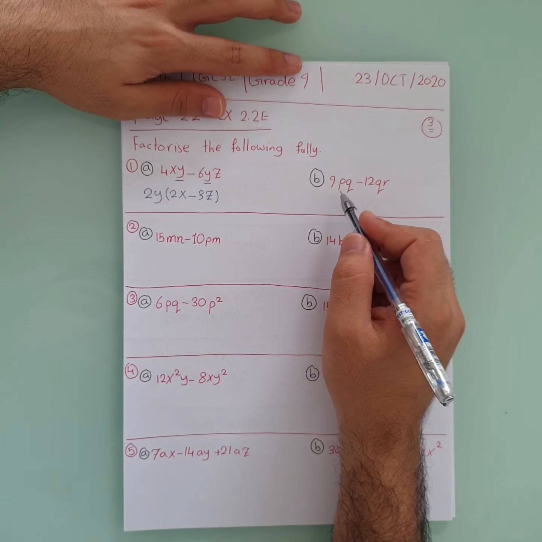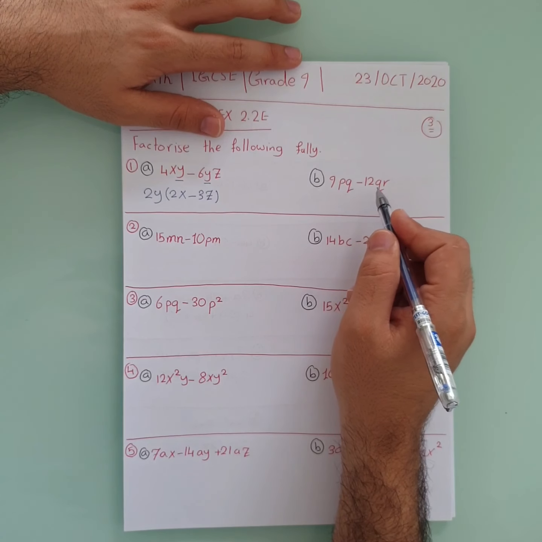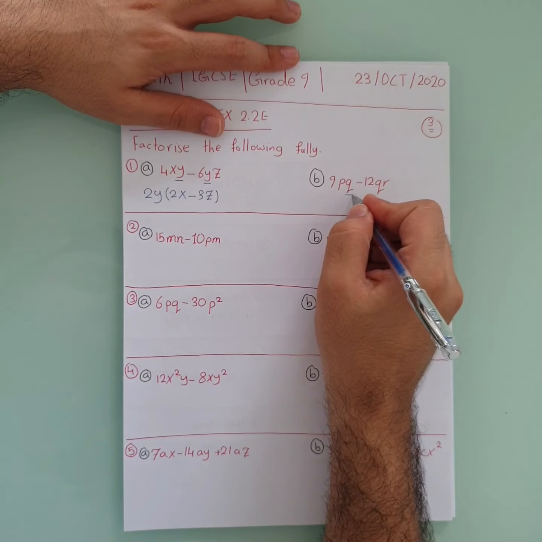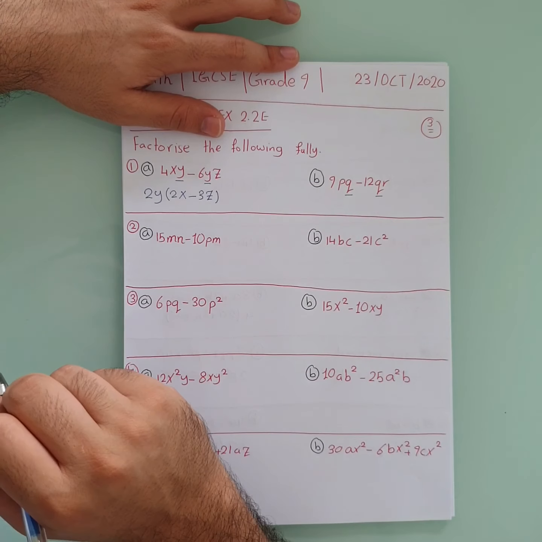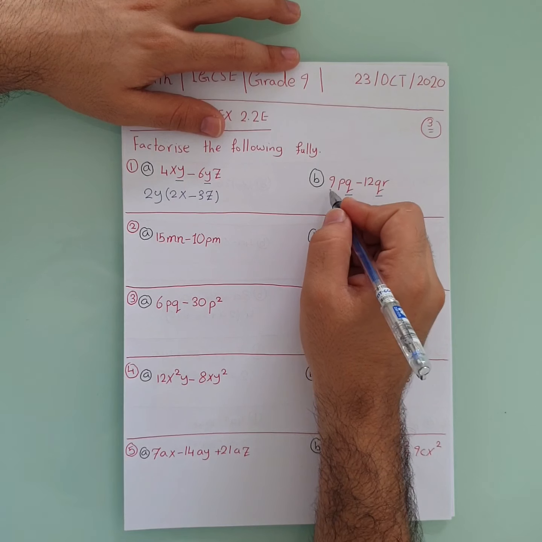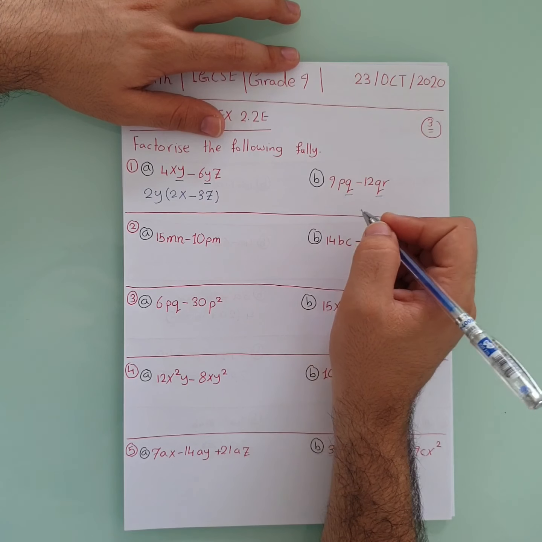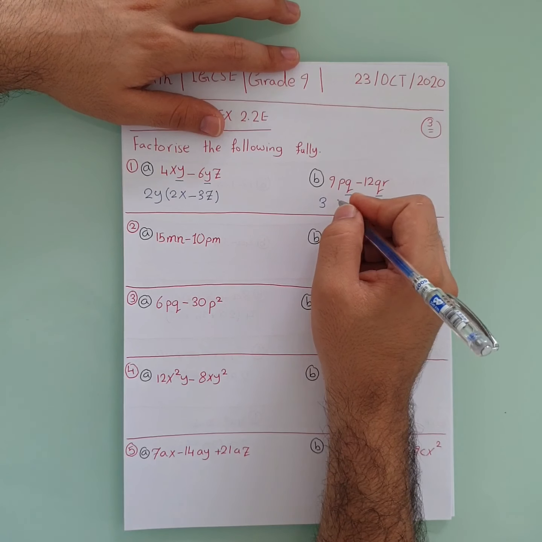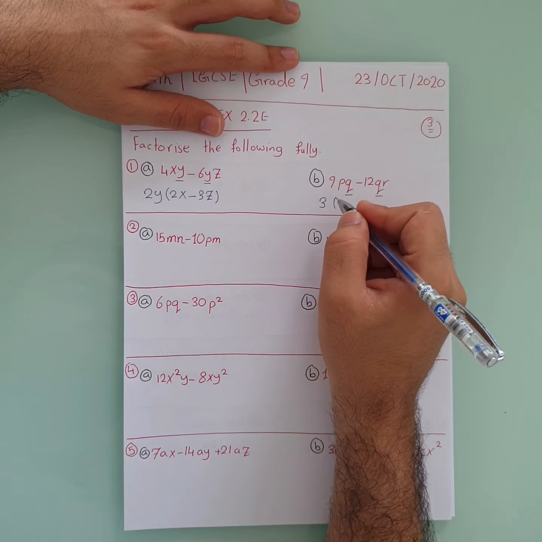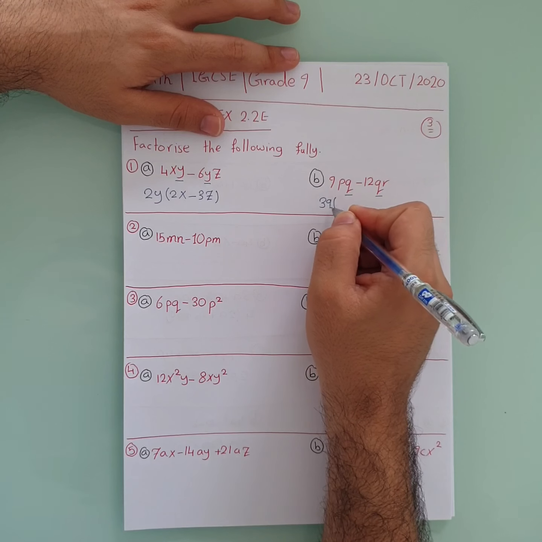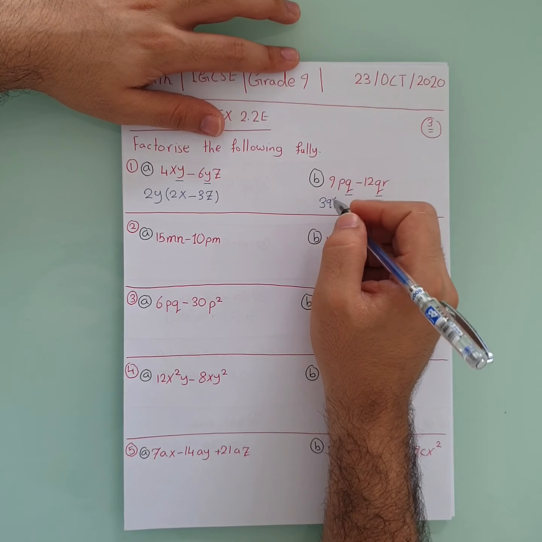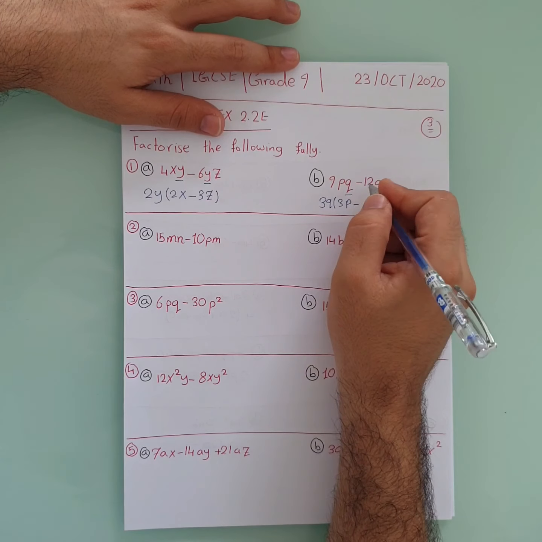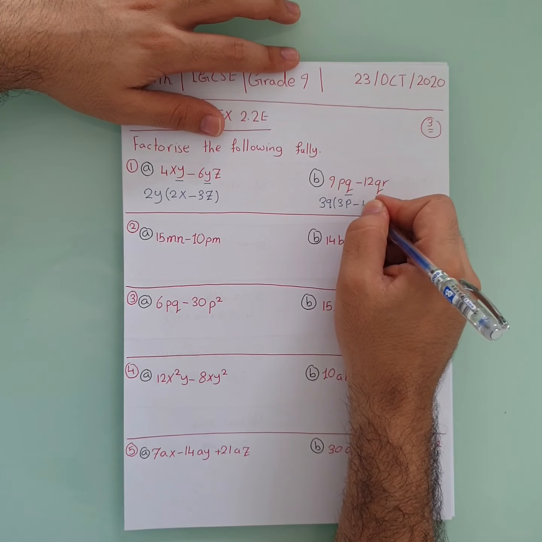We have 9pq minus 12qr. What are the common factors over here? We can recognize that q and q is a common factor. How about 9 and 12? Yes, there is a common factor between them, which is number 3. So 3q, we open bracket, 9 divided by 3, which is 3p, minus 12 divided by 3, which is 4r.